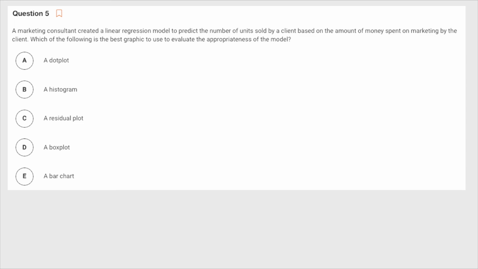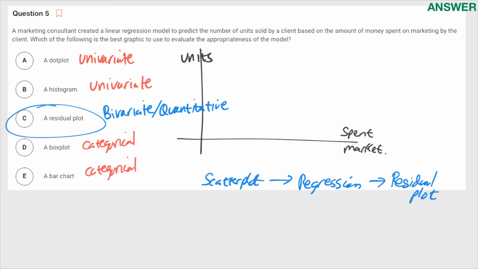And finally, in the last question, another bivariate situation. Predict number of units sold based on the amount of money spent on marketing, and which of the following is the best graphic to evaluate the appropriateness of the model? If you take those two variables and put them in a display that we normally would, you would think a scatter plot would be the correct answer. You can take money spent on marketing and use it to predict the number of units, but scatter plot isn't one of the answers. After you do a scatter plot, it is often common to do a regression line, and then to test whether or not your line is appropriate, which is this question here, you would create a residual plot. So the best answer is C, a residual plot.